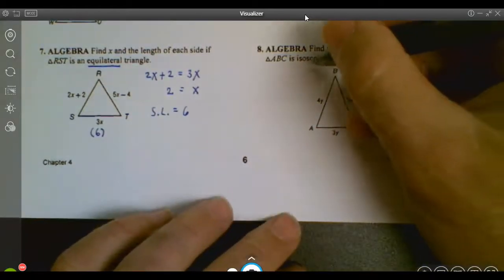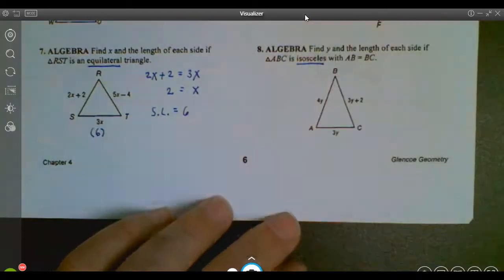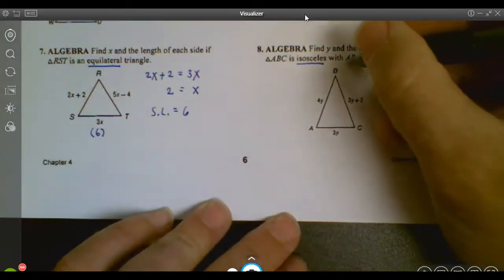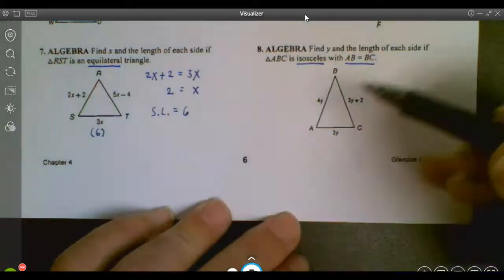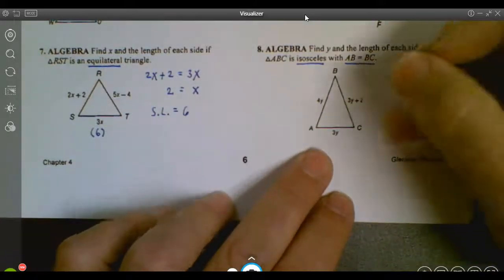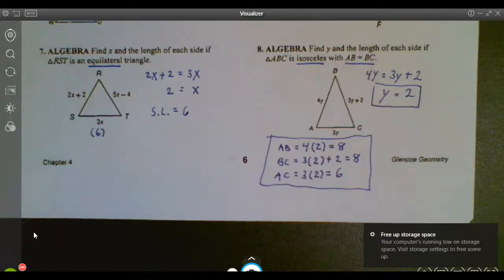This one they are now telling us is isosceles, which means two of the sides are the same. And right here they're telling us which two sides are equal. So AB is equal to BC. So that's the way I want to set up my equation for this. So if we complete that one, here's what it will look like.